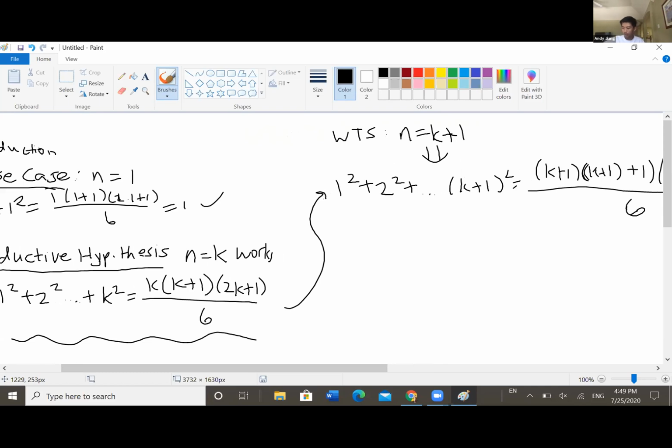So remember that the equation underlined by red is the one that we're assuming is true. So what would you do to get to this equation?